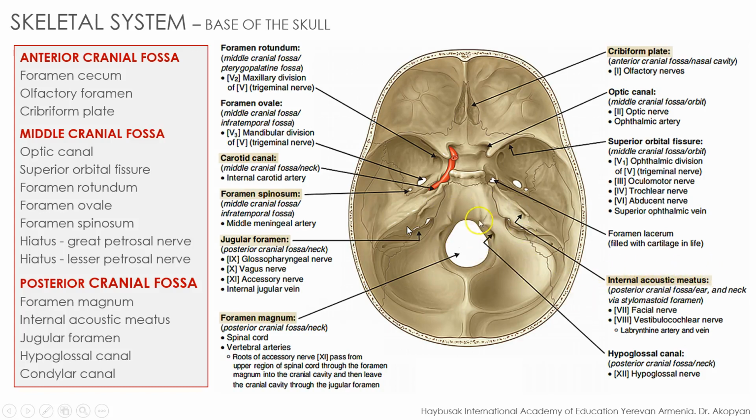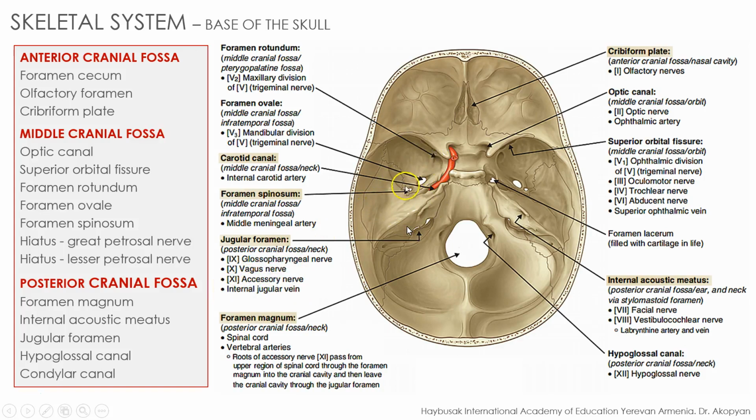Within the occipital bone, lateral to the foramen magnum, is the hypoglossal canal. The hypoglossal canal houses the 12th cranial nerve, the hypoglossal nerve. As we've seen already, the foramen magnum transmits the spinal cord and vertebral arteries, and also the roots of the accessory nerve, 11th cranial nerve. Lateral to that are the jugular foramina. Here passes the glossopharyngeal nerve, vagus nerve, accessory nerve, and the internal jugular vein.